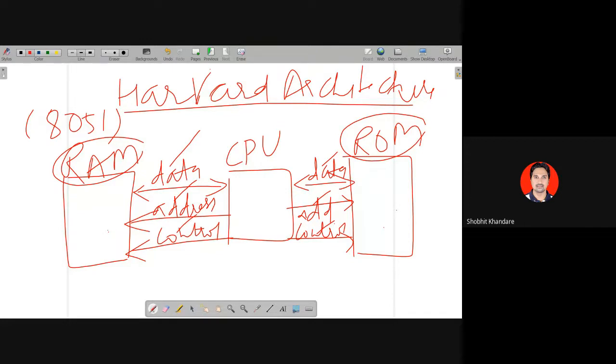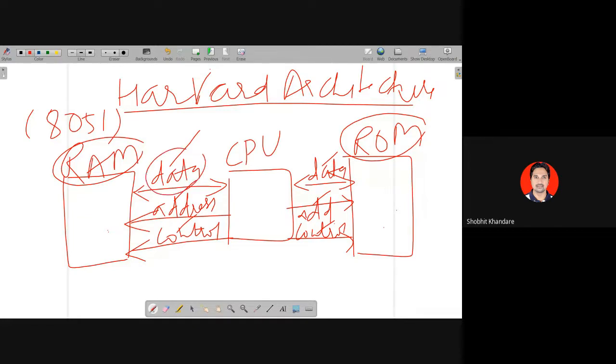At a time. Okay, that means I can provide parallel execution of RAM as well as ROM because of having separate data, separate address, and separate control buses. Now, what is the disadvantage? The disadvantage is that more hardware is required because of using two sets of buses.